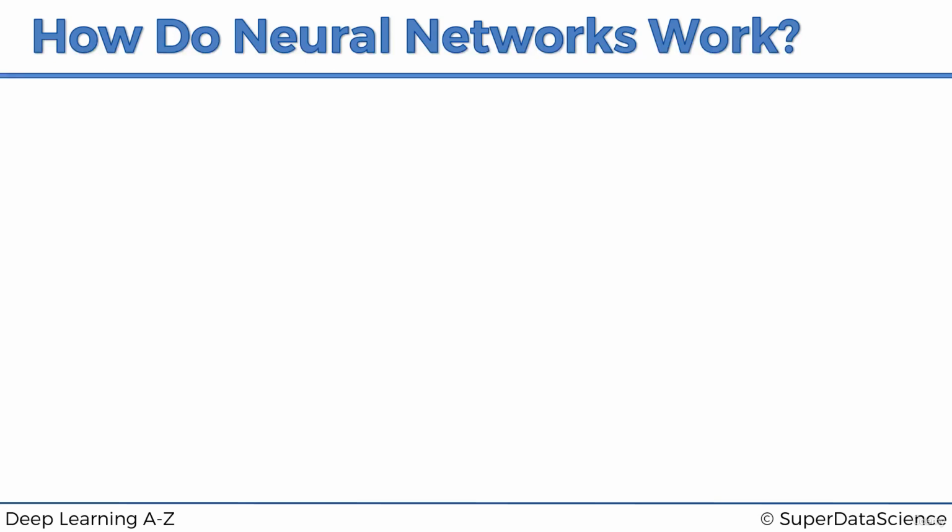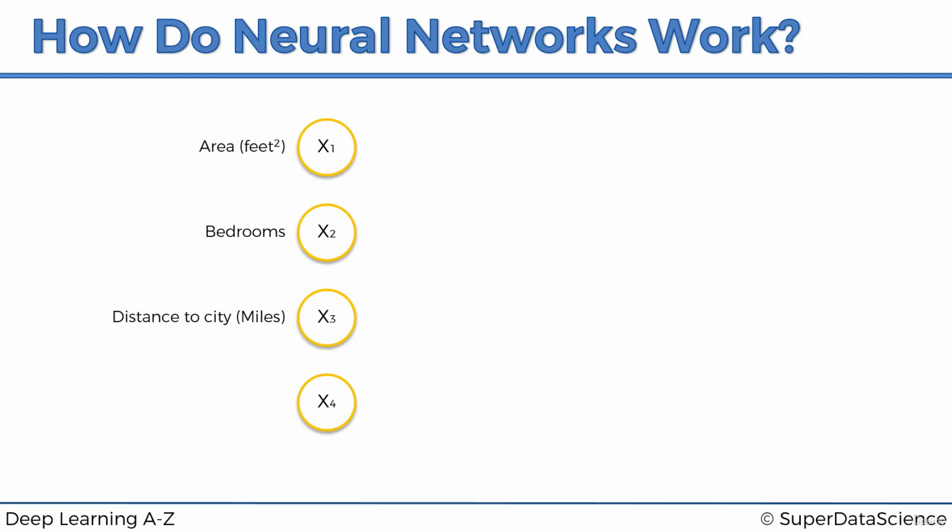So let's say we have some input parameters, right? Let's say we have 4 parameters about the property. We have area in square feet, the number of bedrooms, the distance to the nearest city in miles, and the age of the property. And all of those 4 are going to comprise our input layer. Now, of course, there are probably way more parameters that define the price of a property, but for simplicity's sake, we're going to look at just these 4.